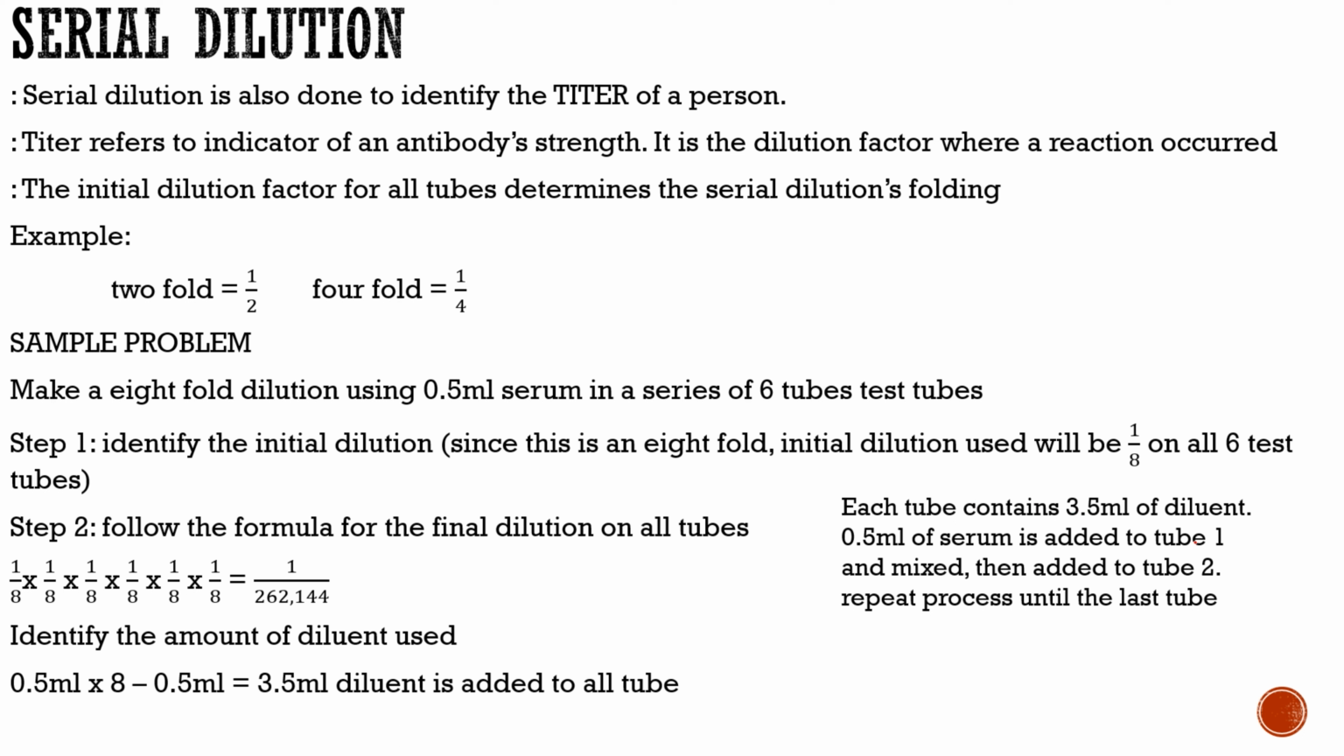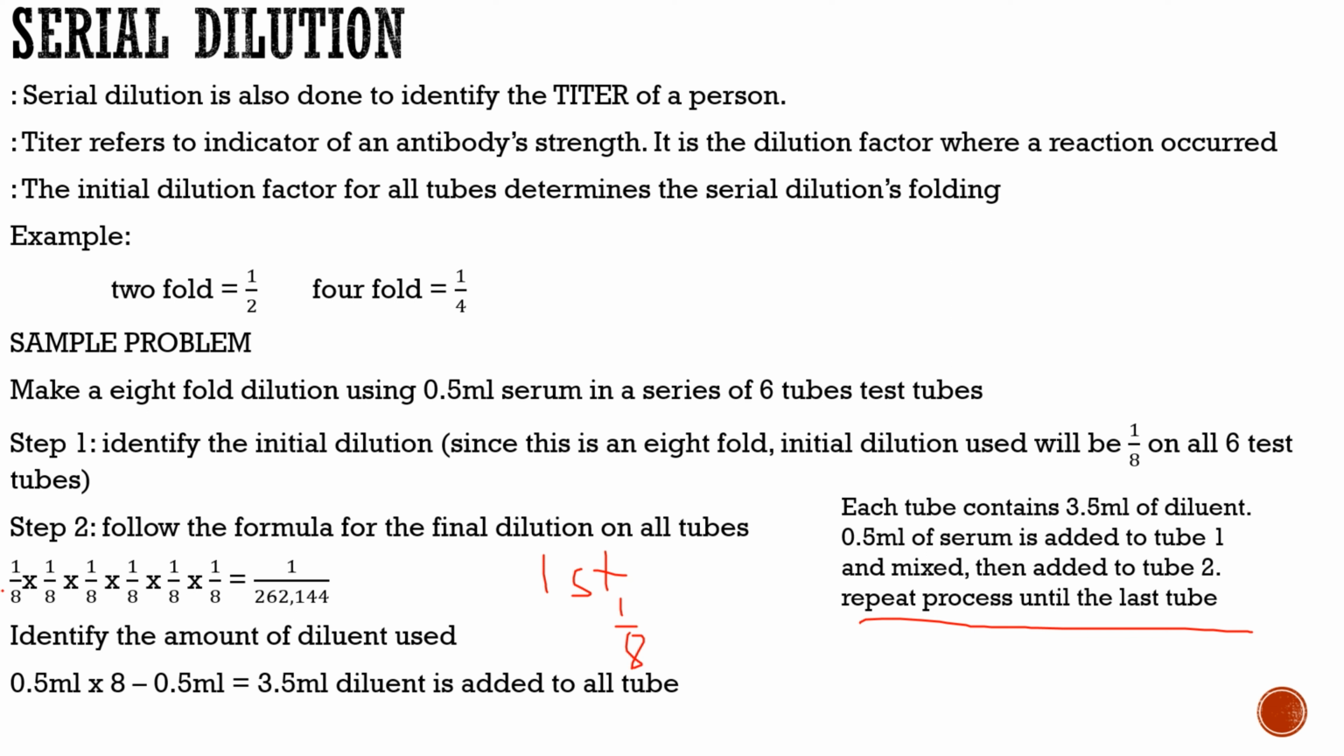0.5 ml of serum is added to tube 1 and mixed, then added to tube 2. Repeat process until the last tube. So that's the serial dilution. So if you want to compute for this class, apply natin. So sa first tube nyo, hindi ko na ipapakita yung long cut ha. It's 1 is to 8.